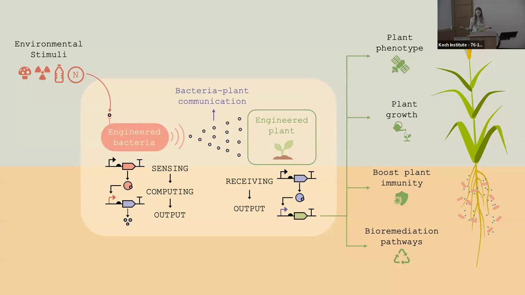It could change the plant phenotype, improve plant growth, boost plant immunity, or degrade heavy metals, for example, that are in the soil. But for now, we're just focusing on changing the plant phenotype. We're looking at producing GFP, which comes from jellyfish and fluoresces and makes our plant green.